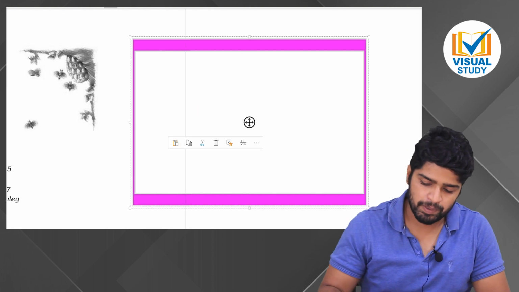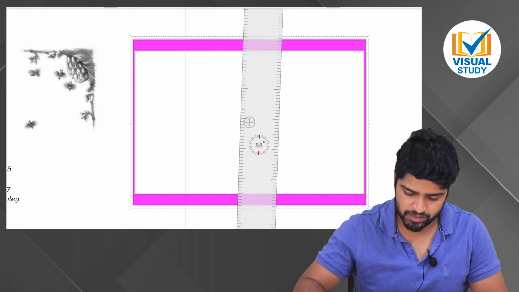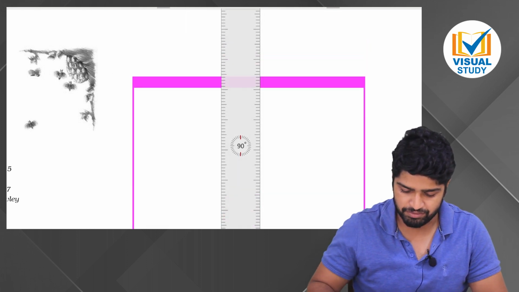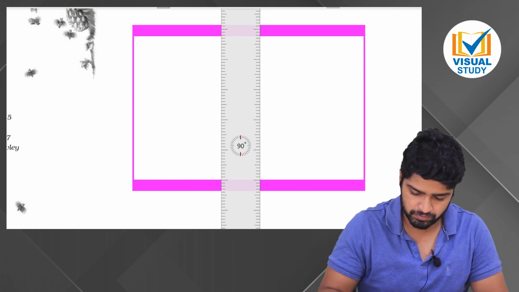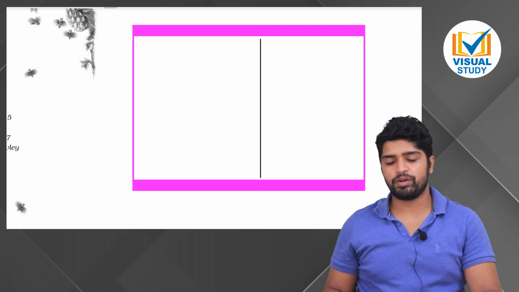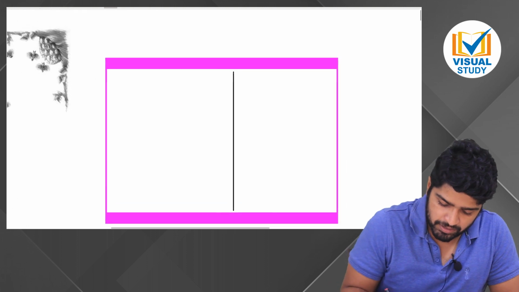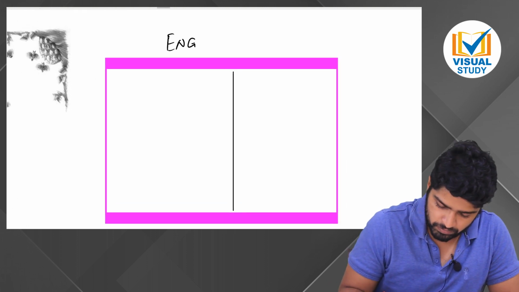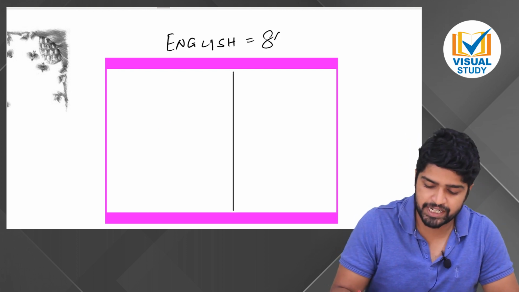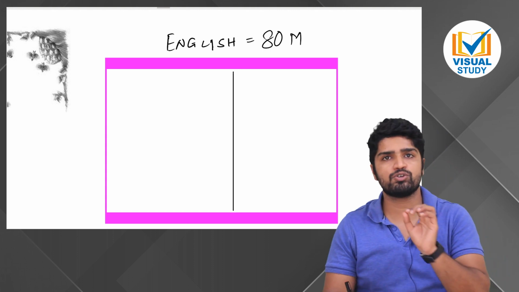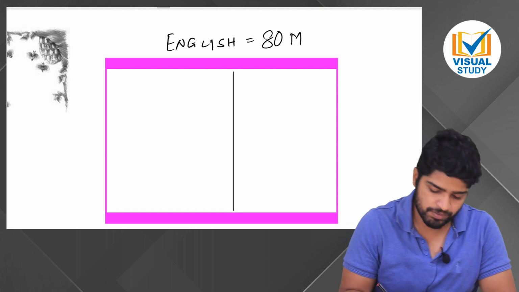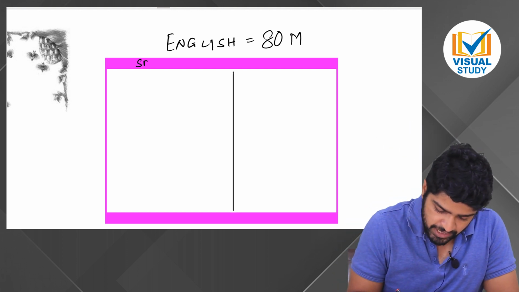Now, remember, your paper pattern is being categorized into two parts. Number one, your English paper. English is going to be for 80 marks. 80 mark के लिए आपको पेपर आने वाला है. That's going to be English. In this English paper, your sections will be divided into three categories.